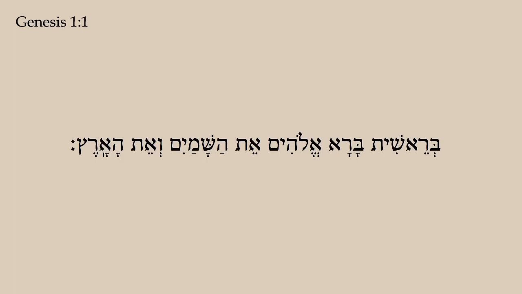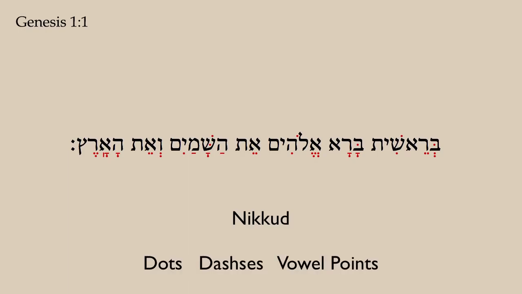This is Genesis 1:1, and this is how it sounds in modern Hebrew. Bereshit bara Elohim et hashamayim ve'et ha'aretz. Now the reason it sounds that way is because of these dots, dashes, and vowel points surrounding the words. These symbols are known as the nikud. The nikud is a system of dots, dashes, and vowel points that tell the reader how to pronounce the words.